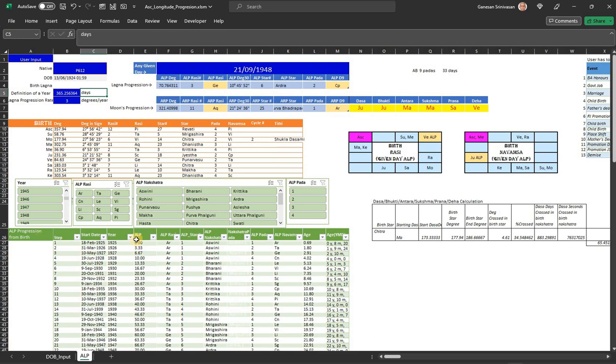So here I have a table in which the progression of the ALP, the Ascendant Lagna's progression, or Akshaya Lagna's progression, as they call it, is tracked with time. As it progresses, I have basically put it from one pada to the next pada. So this person is my father. He is no more. He lived for 97 years, lived a good life, a long, eventful life.